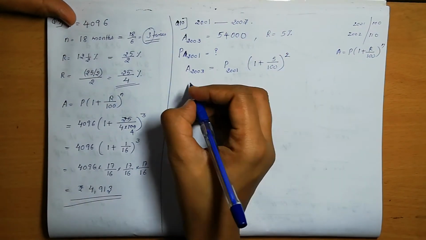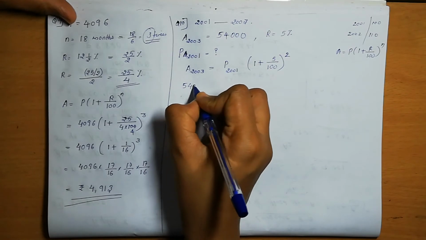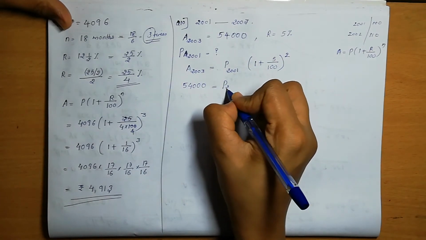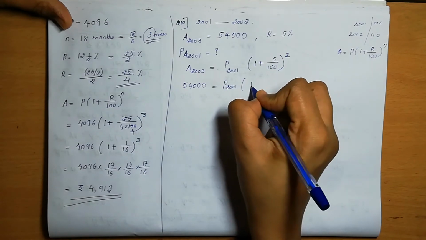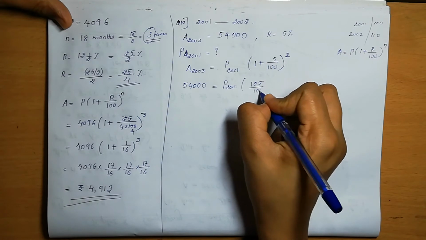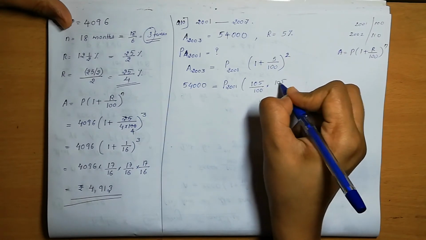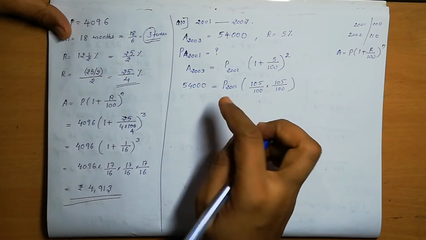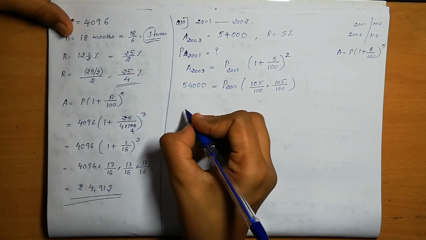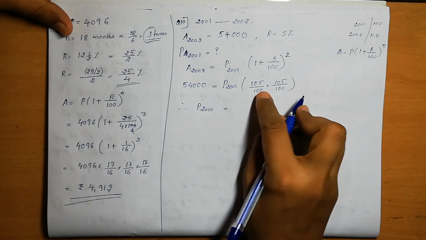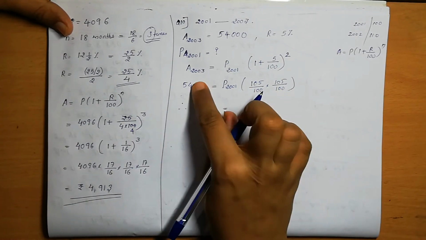Okay, here we can substitute the values. That means 54,000 is equal to P 2001, which is what we are going to find out, into 100 plus 5, that is 105 by 100 into 105 by 100. Power 2 means 2 times we need to multiply, right? So this one we are going to find out. Therefore P 2001 is equal to, what is in the denominator will go to the numerator, right?